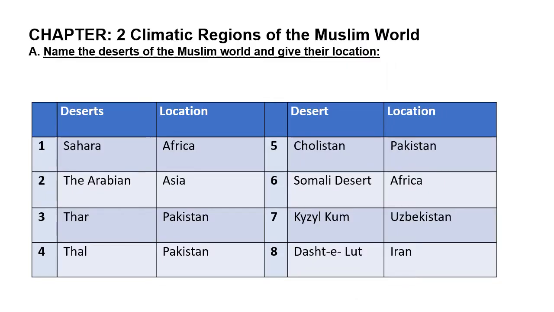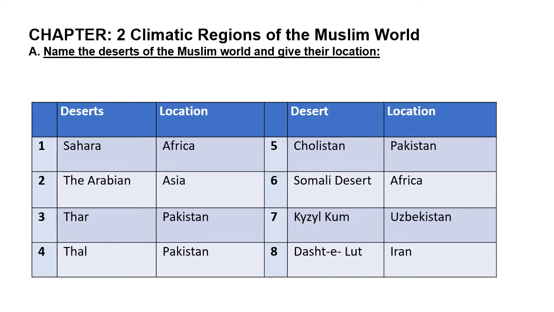Take out your notebooks, make a heading, Chapter 2, Climatic Regions of the Muslim World. Exercise A. Name the deserts of the Muslim world and give their location. Make two columns, one for desert and the second one for the location of the deserts. The first one is Sahara. Sahara is in Africa.